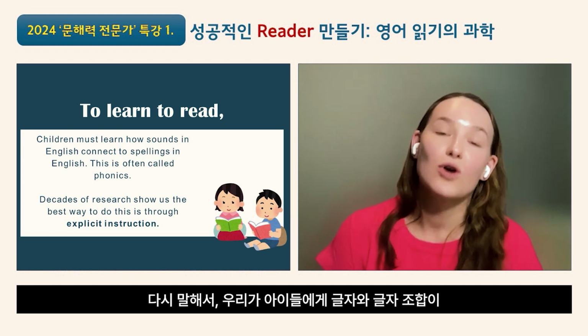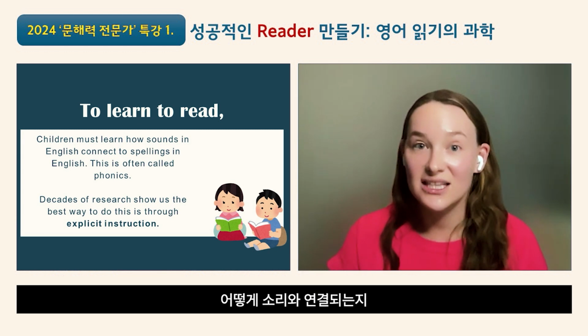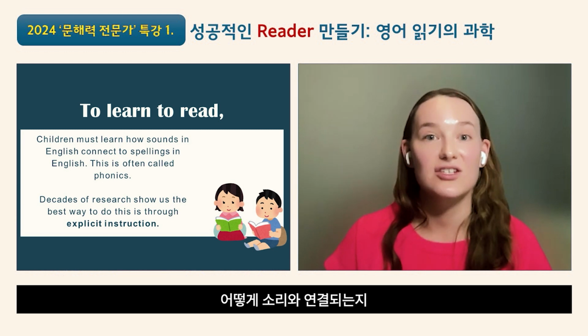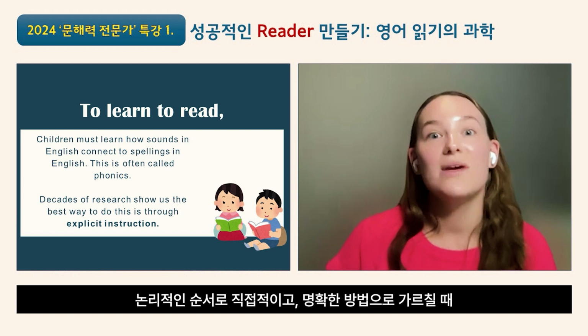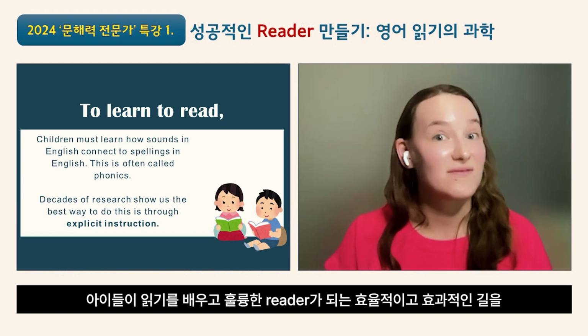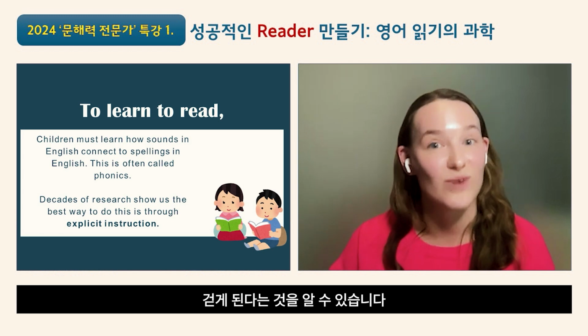In other words, when we teach children in a logical order how English letters or combinations of letters are connected to sounds in a direct, clear way, we see that children are on the most efficient and effective path to learn how to read and to become great readers.